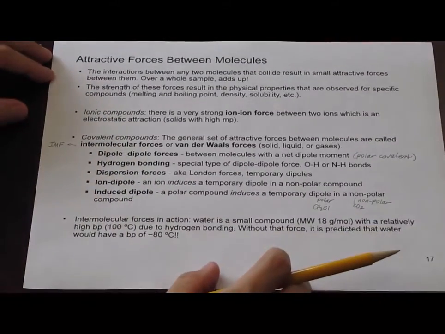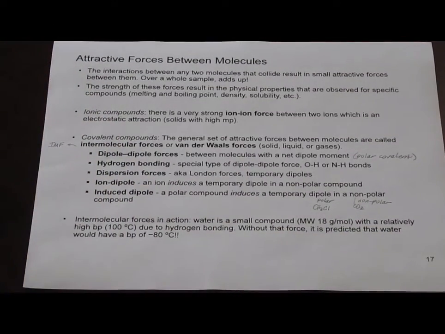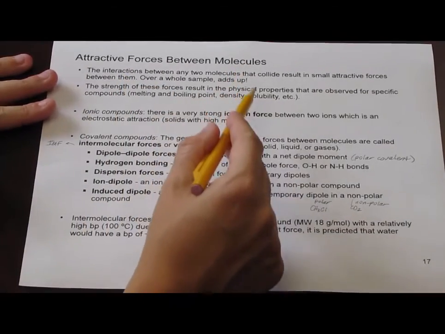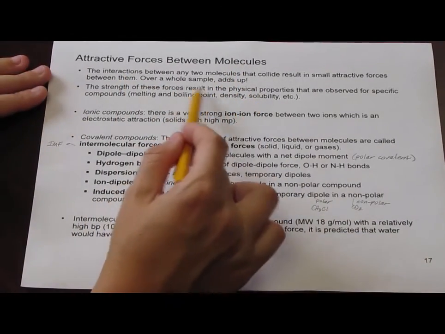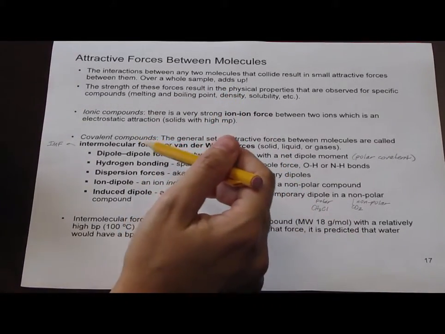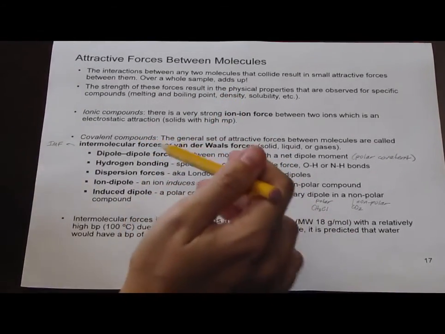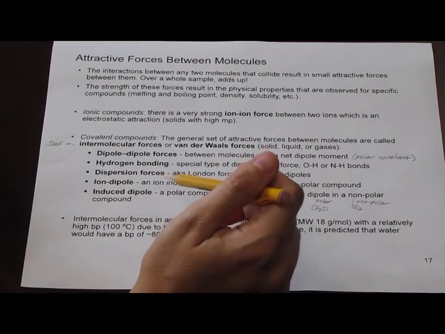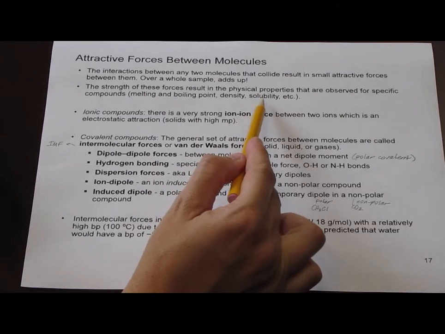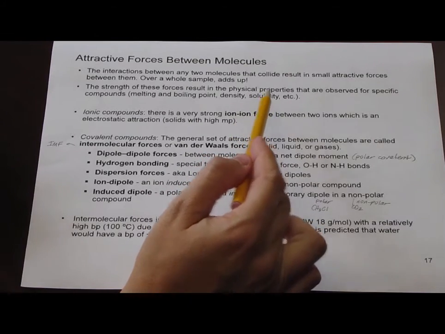Now that we understand polar bonds, we can better understand the attractive forces that occur between molecules. Interactions occur between molecules in a sample, and over the whole sample, these add up. When two molecules bump into each other, the small attractive forces are what we're describing. These result in melting and boiling points, density, and solubility, for example.